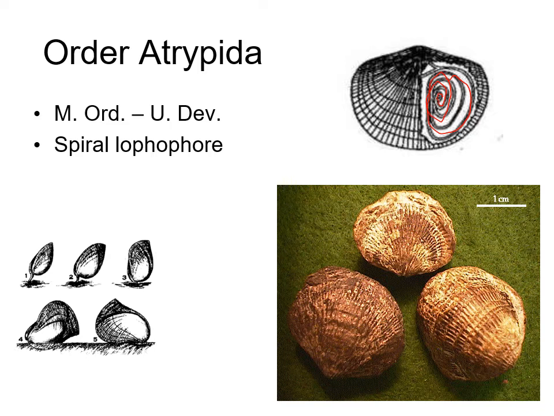larger filter feeding apparatus. They also have a very short hinge, but in this case, it's astrophic, meaning that the hinge line is curved and short. It's not straight like the orthids. So at first glance, these may look similar to orthids, but if you really start looking at their characteristics more, they're quite different.